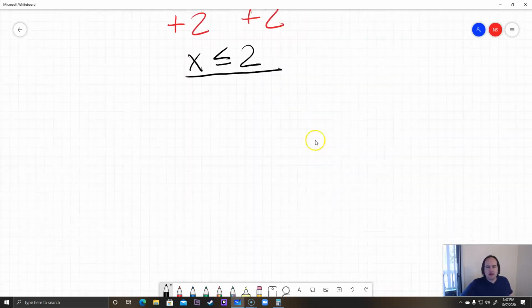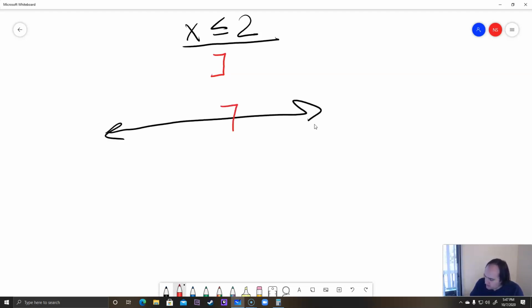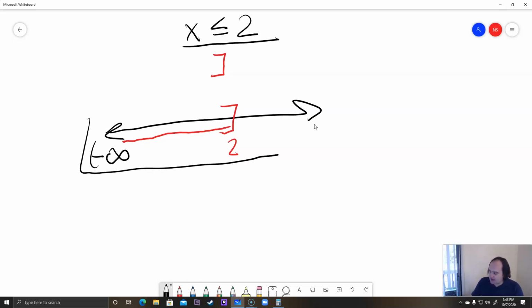Okay? And then now we're ready to graph this. So because it's a less than or equal, we're going to be using a bracket, and less than goes to the left. So we're going to have a bracket at 2, and then less than goes to the left because smaller numbers are to the left. And so our graph is going to the arrow to the left, and remember that that arrow to the left is negative infinity with the parentheses. Okay, so there's our graph.